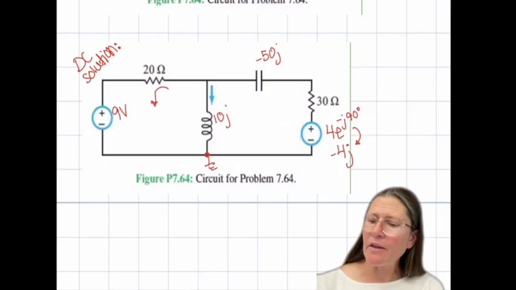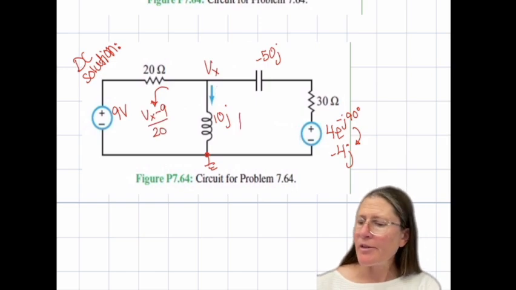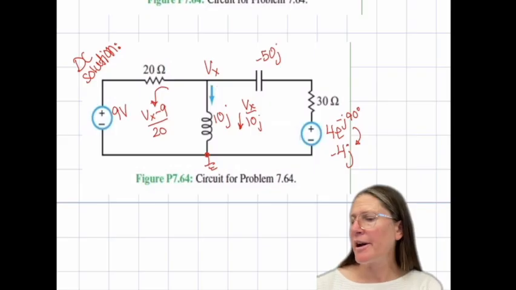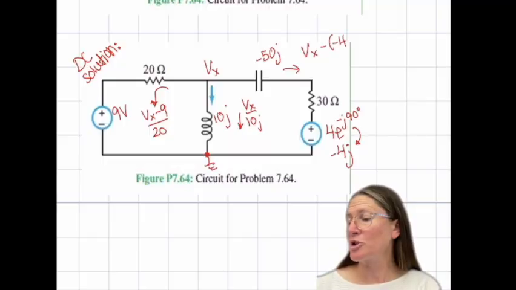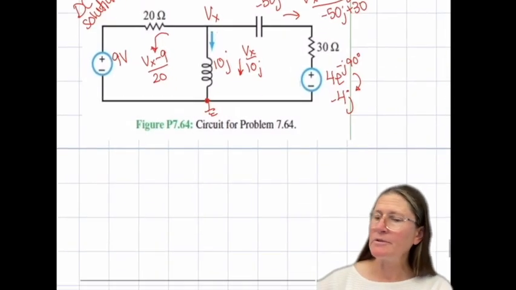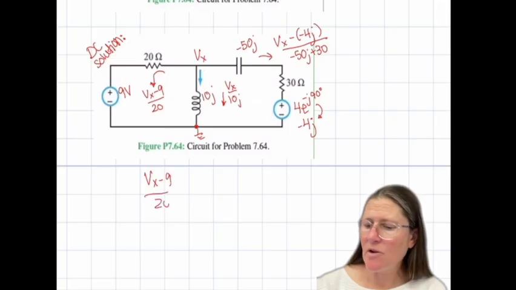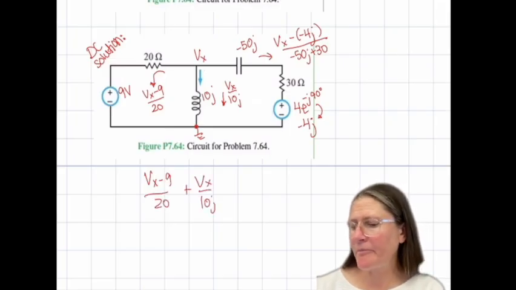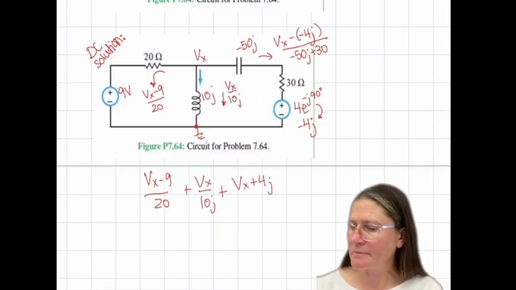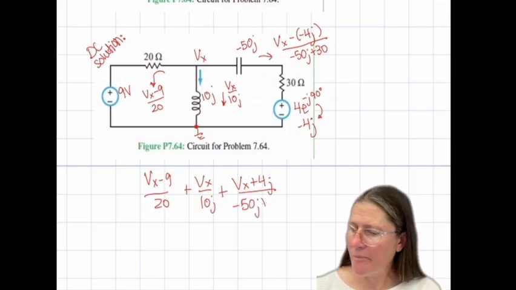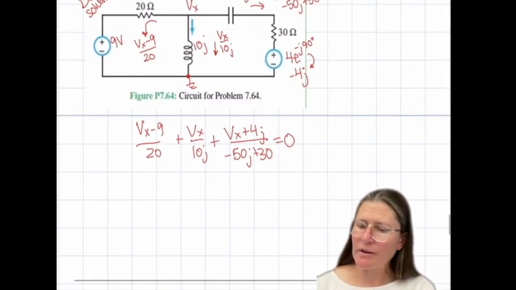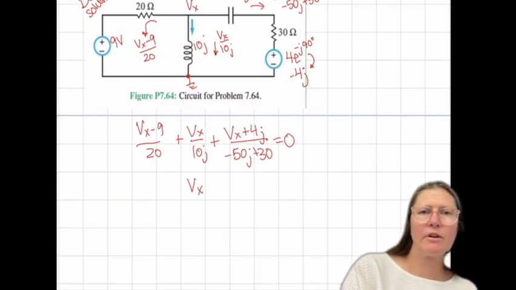And then I call this Vx, so Vx minus 9 over 20. This is Vx over 10j. And this one is Vx minus a minus 4j over minus 50j plus 30. So summing these, this gives us Vx. Let's see what Vx is.